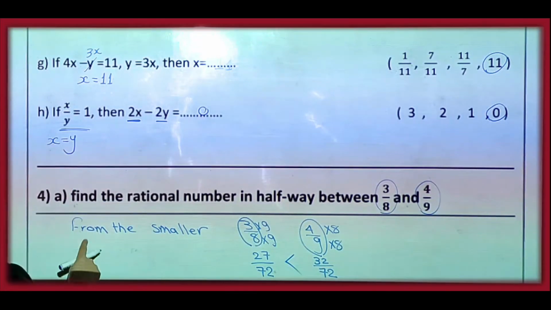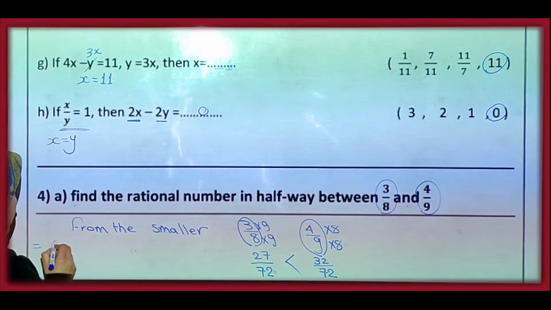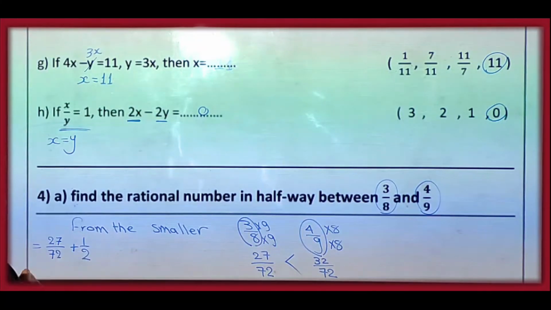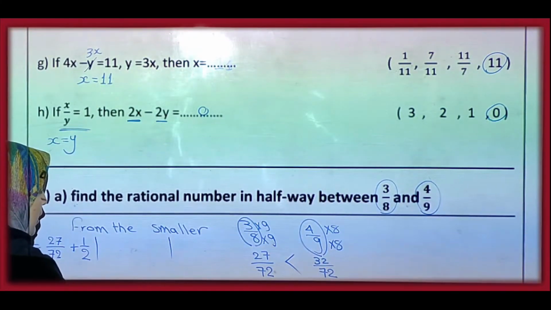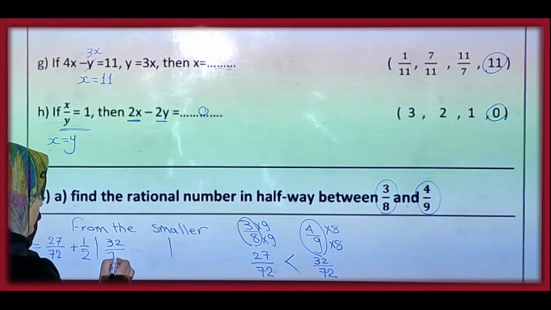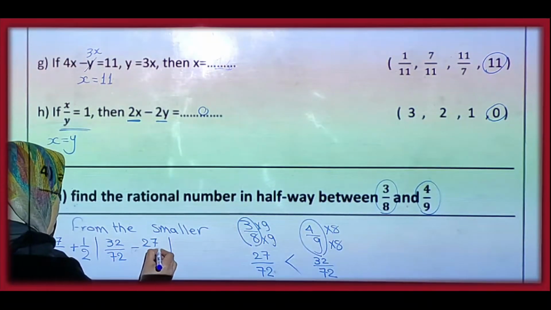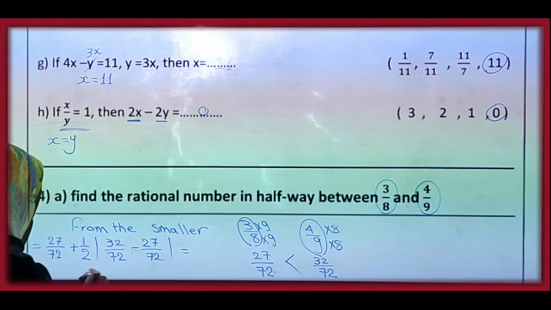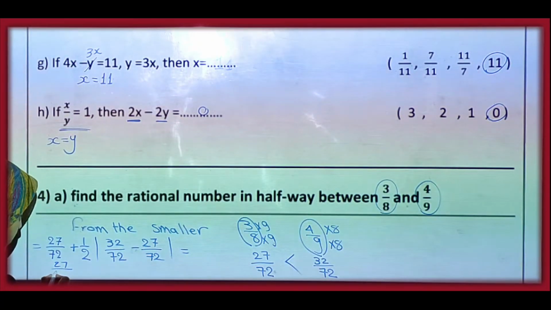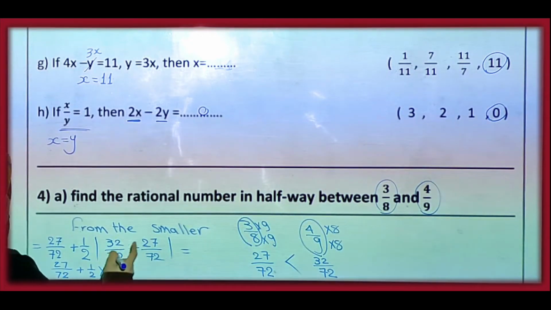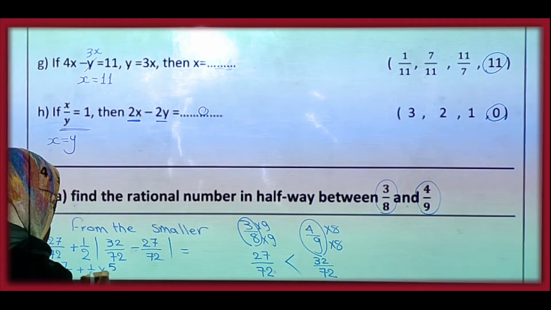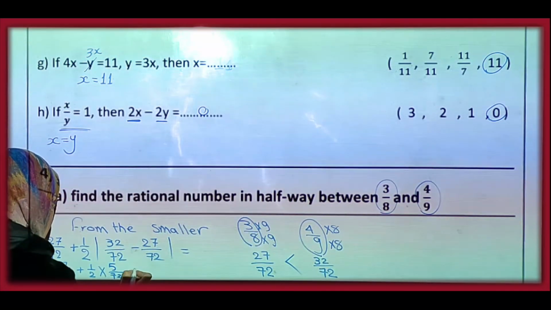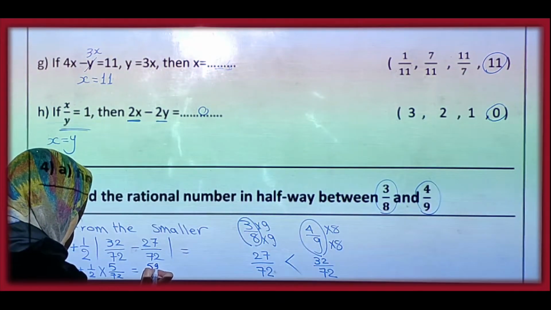To find the number at halfway from the smaller equal the smaller number 27 over 72 plus half the distance between them. The distance is the absolute value of the difference between the two numbers. Equal 27 over 72 plus half multiply. The difference between them is 5 over 72 equal 59 over 144.